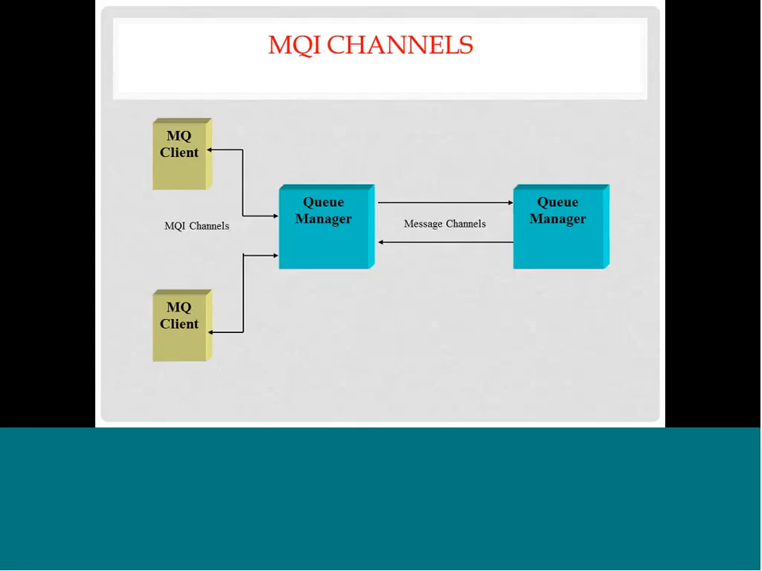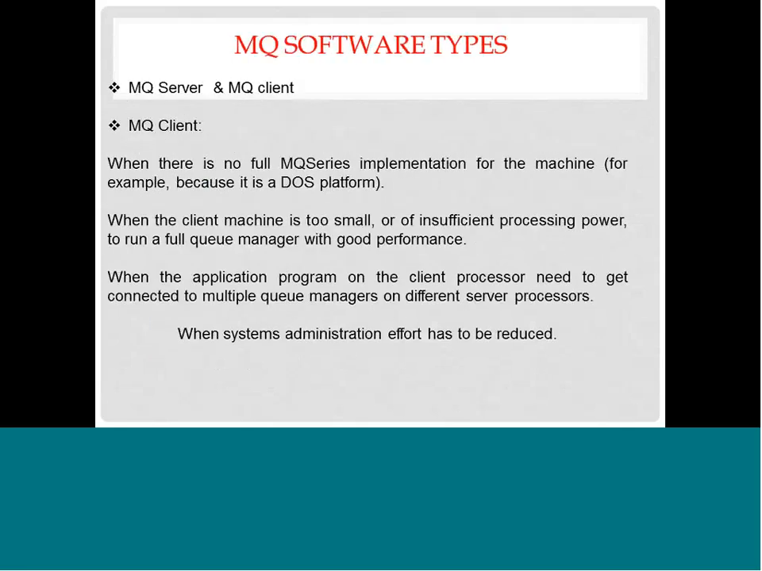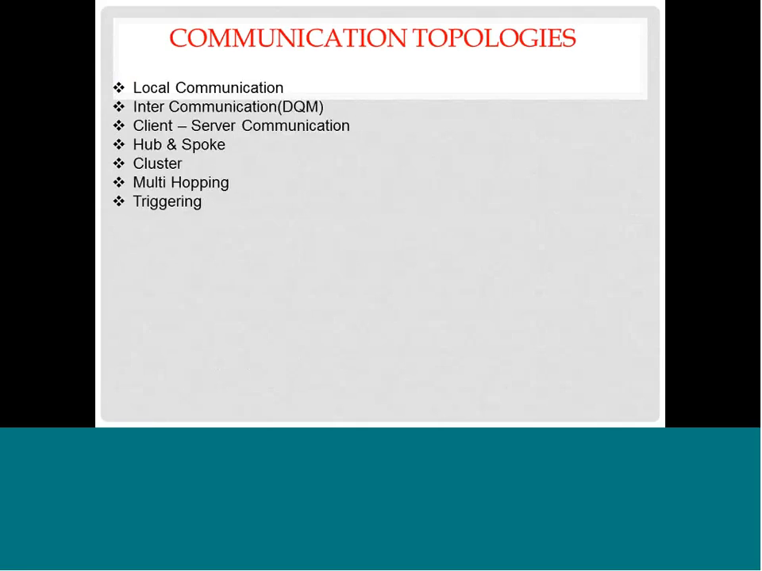If you see here, these are the MQ channels that will be used. How will it be? There are so many other objects, so these objects will be discussed in the next class. So these are the communication topologies. For example, we have to work on communications like local communication, inter-communication, client-server communication, hub and spoke mechanism, cluster, multi-hopping, triggering. These communication topologies will be discussed.